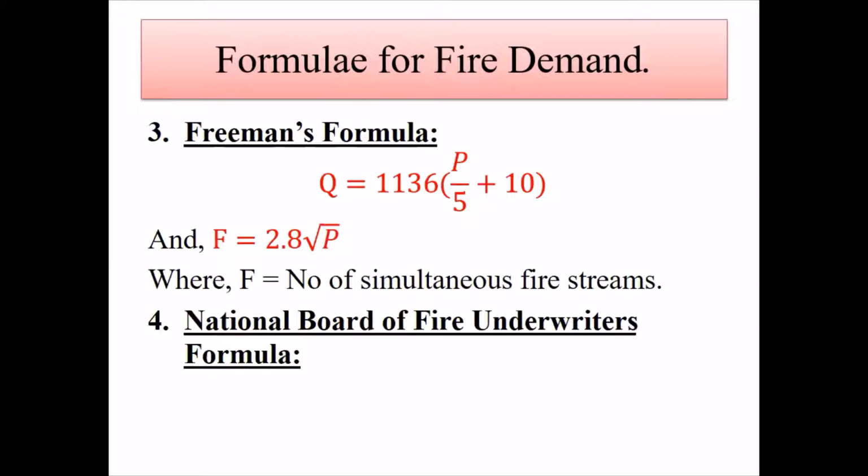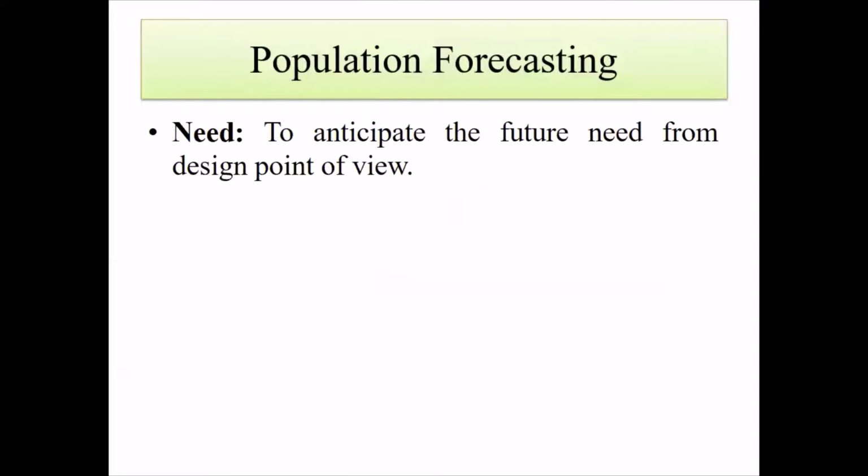Then National Board of Fire formula. The formula is quantity of water is equal to 4637 under root of P into bracket 1 minus 0.01 under root of P. So next point is population forecasting.